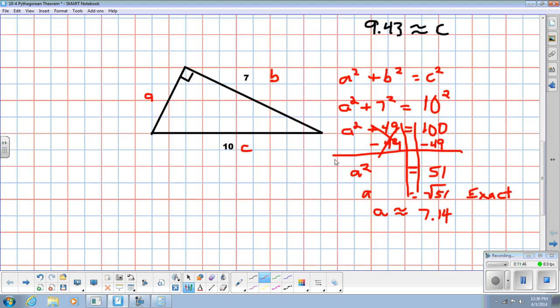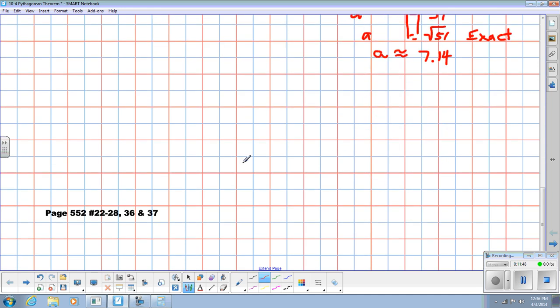So what do I want you to do to get used to calculating with this? I want you to do some problems from your book, page 552, numbers 22 to 28, 36 and 37. 9 problems to do. And please let me know if there's anything that I can help you with.